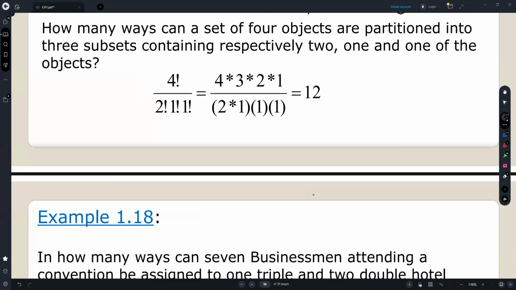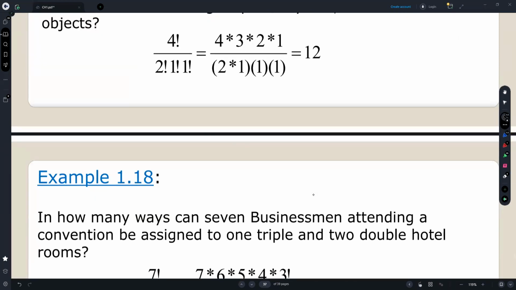Okay. Try this one. In how many ways can 7 businessmen attending a conference be assigned to 1 triple and 2 double hotel rooms? What does that mean?